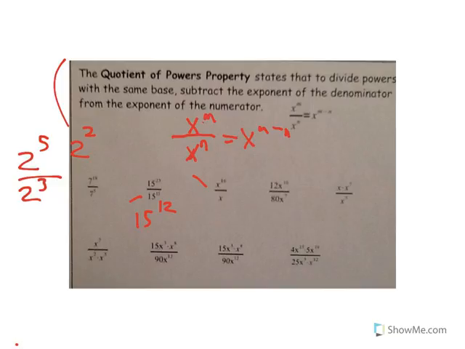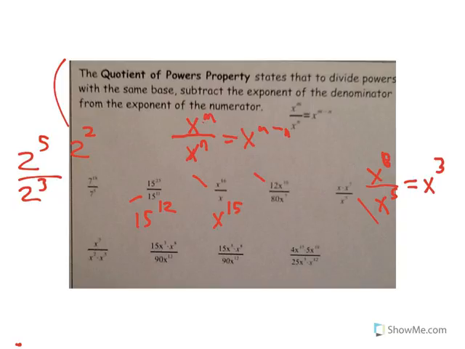It works the same for variables. X to the 16th power divided by x. Remember, x by itself is just x to the first power, so that's going to be x to the 15th power. Here, it says x times x to the 7th divided by x to the 5th. So x times x to the 7th is going to be x to the 8th divided by x to the 5th power. So that's going to be, subtract, x to the 3rd power.